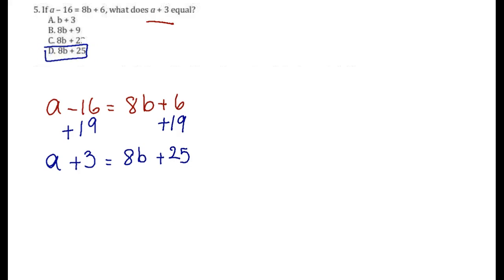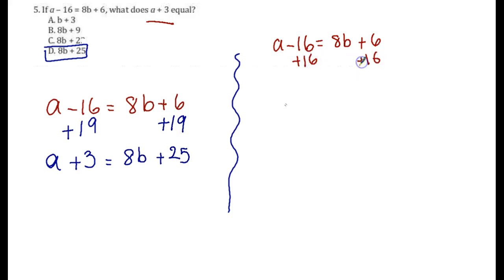Okay, let me also do it in the first way that I was talking about, solving for A and then plugging in and adding 3. What you can say is, okay, so if A minus 16 equals 8B plus 6, this method is for my non-math people. So what I can do is leave A by itself by doing inverse operations. I'll add 16 to both sides. So A equals 8B plus 22.